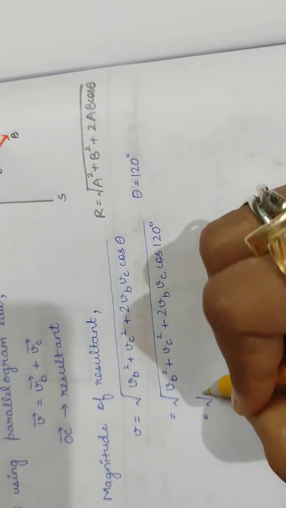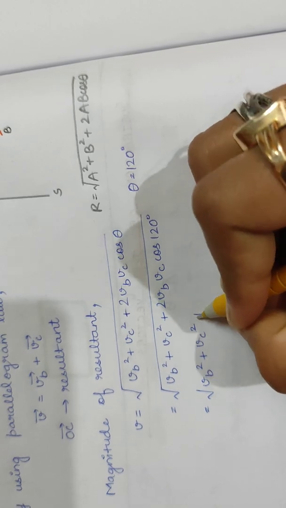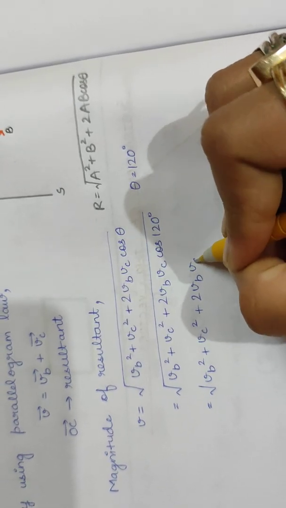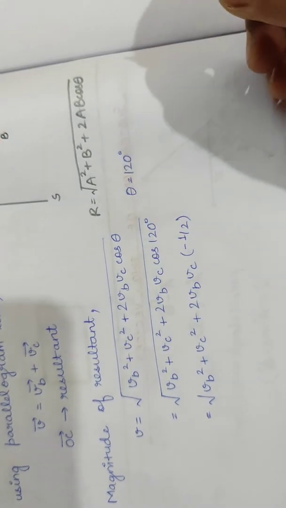It is equal to minus of, first we will write it like this only. Now cos 120 degree is equal to minus of 1 by 2. Okay.